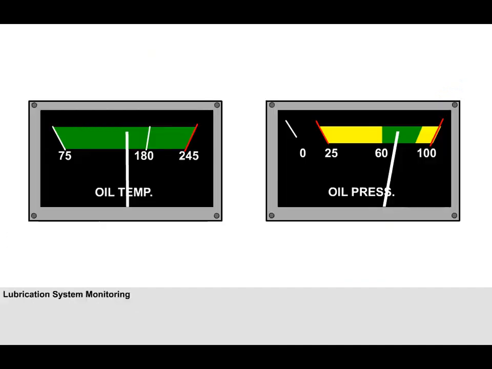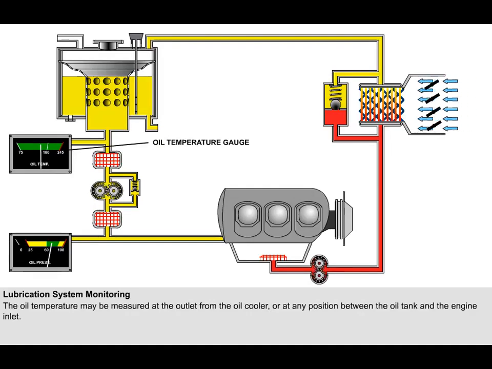The parameters of the oil system which are monitored are oil pressure, oil temperature, and oil quantity. The temperature of the oil in an aircraft piston engine may be measured at the outlet from the oil cooler, or at any position between the oil tank and the inlet to the engine. On the majority of wet sump systems, the oil temperature is measured at the pressure filter housing. Most aircraft use an electrical sensor to indicate the temperature on a cockpit instrument. Temperatures in the region of 85 degrees Celsius would be considered normal.